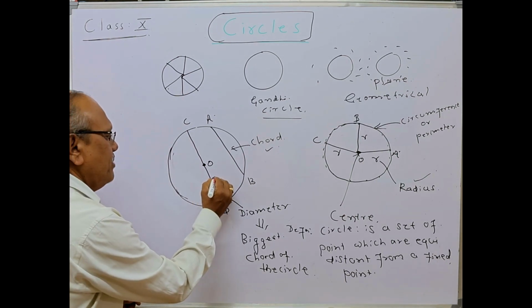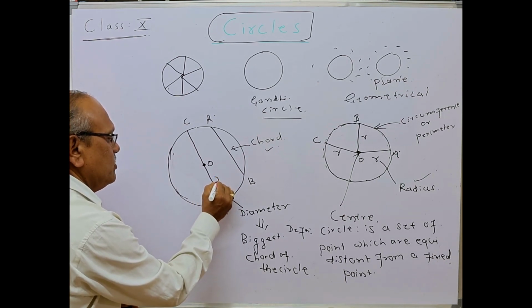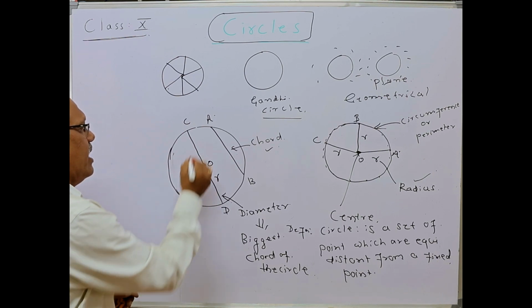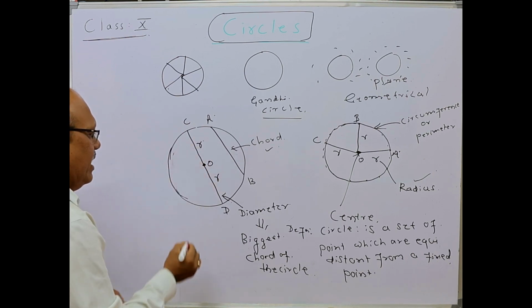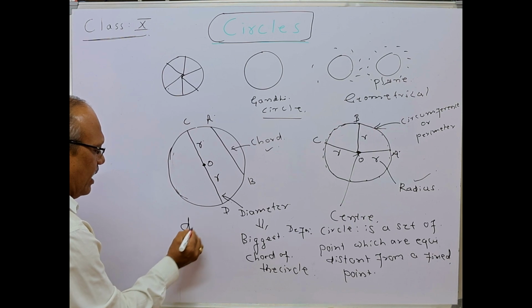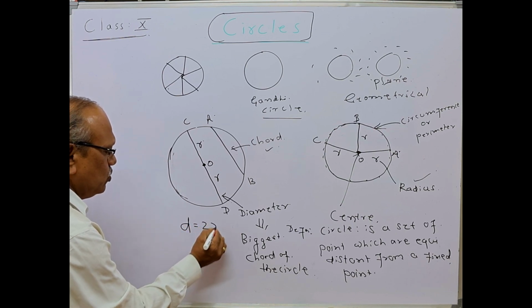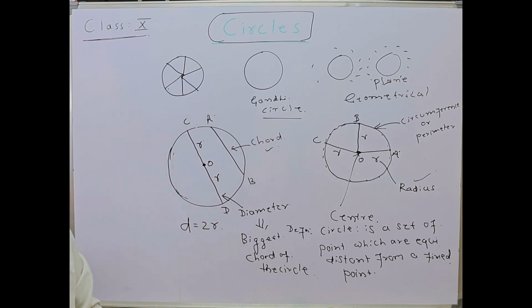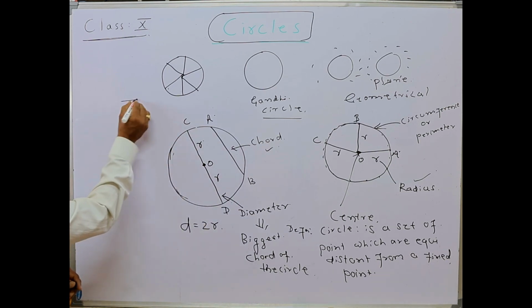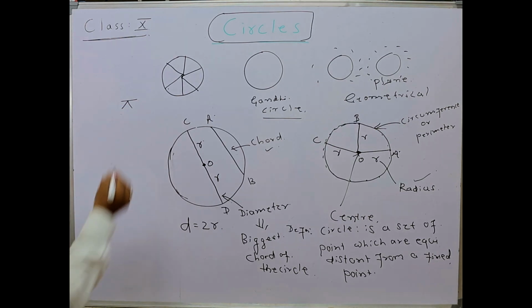And what is the length of the diameter? Suppose OD is r and OC is r. Then the diameter is represented by the relation d equals 2r. Right? You come across every now and then a particular symbol. What does this symbol stand for? The symbol stands for pi.